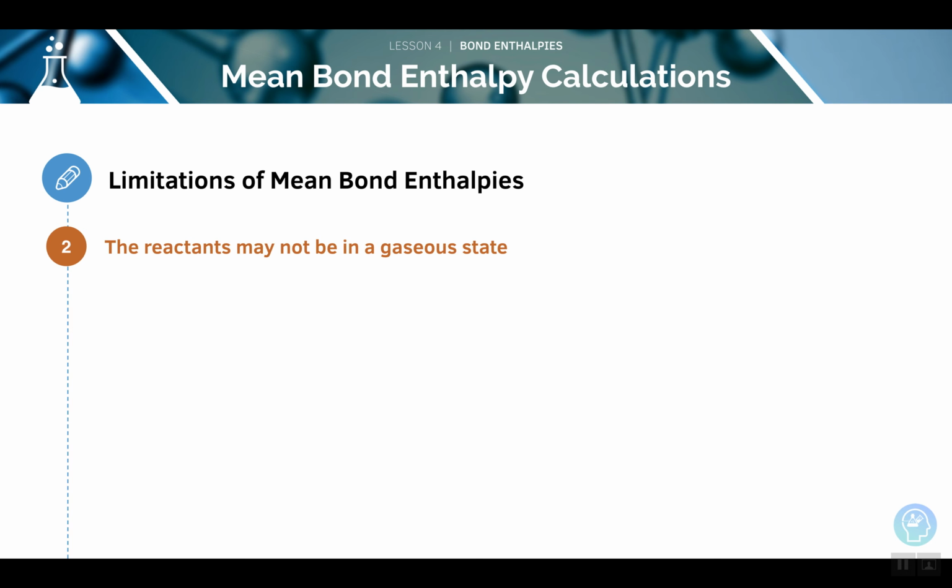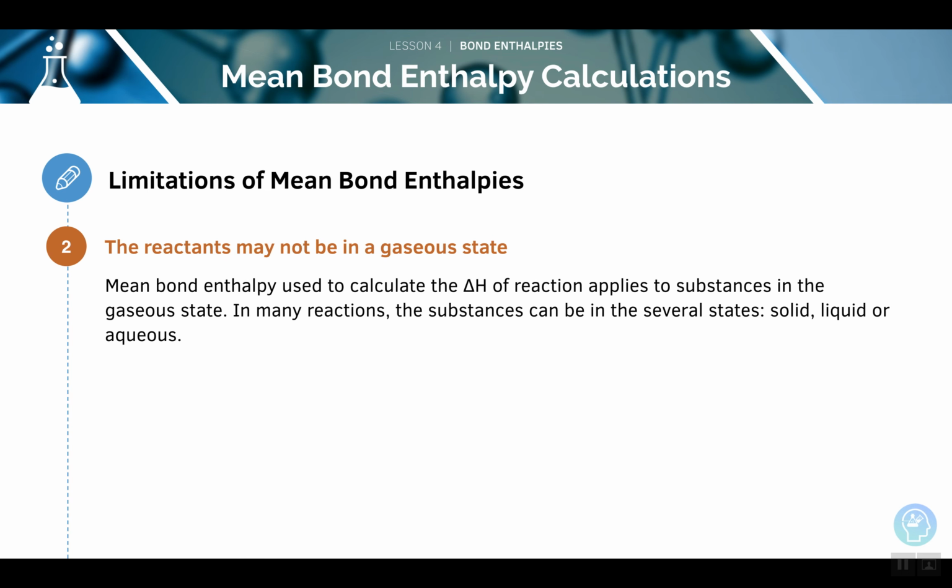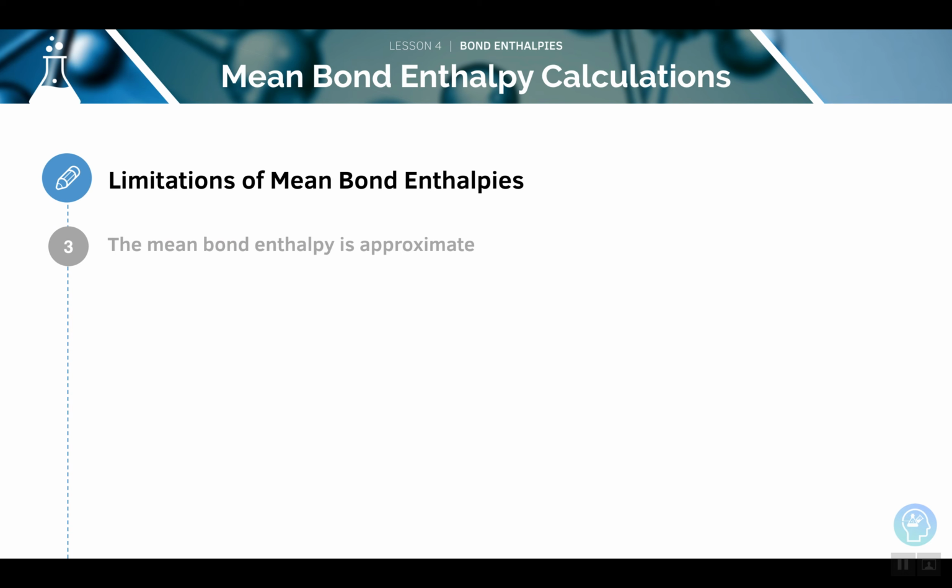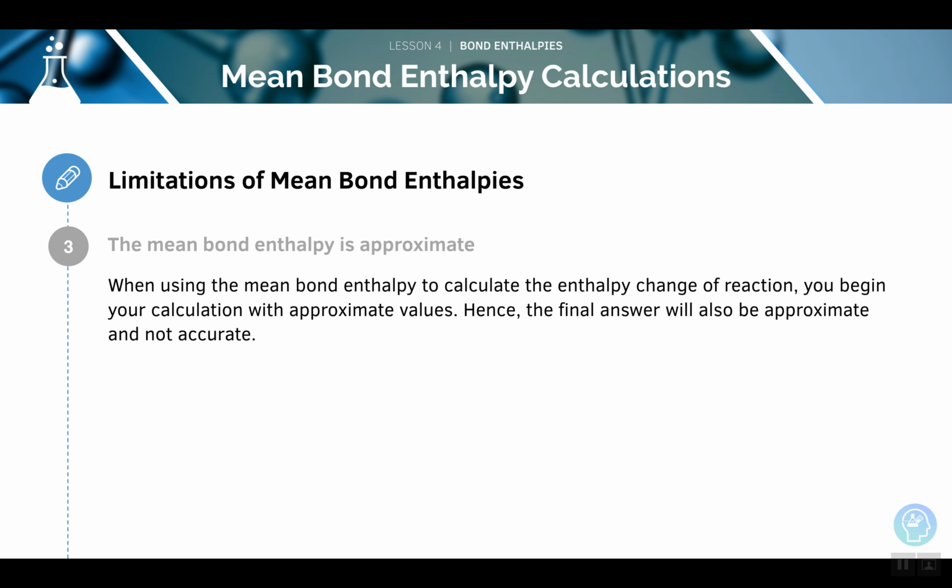Secondly, the reactants may not be in the gaseous state. The mean bond enthalpies only apply when the reactants are in the gaseous state. Finally, the mean bond enthalpy used itself is an average value, not an exact value. This means that your final answer will also be an approximate value rather than an average one.